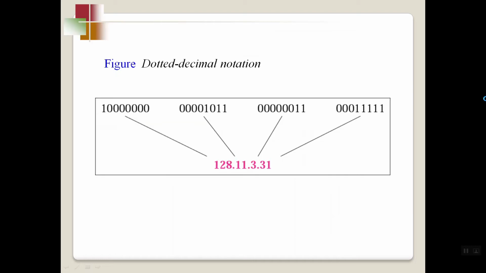Now in this figure you can see the 4 different sections of an IP address. 128 stands for 10000000. Likewise 11 stands for a different binary value, 3 stands for a different binary value, and 31 stands for a different binary value. If you convert these numbers into their corresponding binary form in an 8-bit section, you will find this. And in reverse, if you convert any 8-bit number into its corresponding decimal form, you will find the decimal number. This is the way we do it.